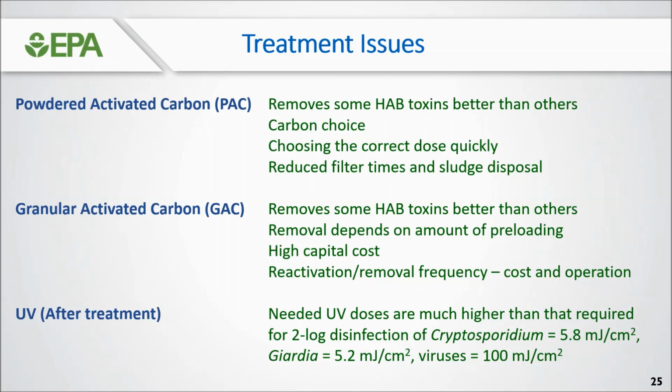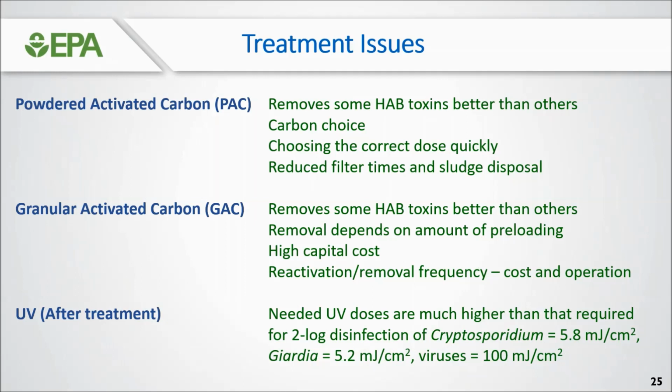So, a little bit about treatment options in totality between the different technologies. Powdered activated carbon removes some HAB toxins better than others. The carbon choice and choosing the correct dose are very important. Also, you'll have to look at reduced filter times and sludge disposal issues with PAC. For GAC, it also removes some toxins better than others. The removal depends on the amount of preloading that the column has seen before the toxin bloom.